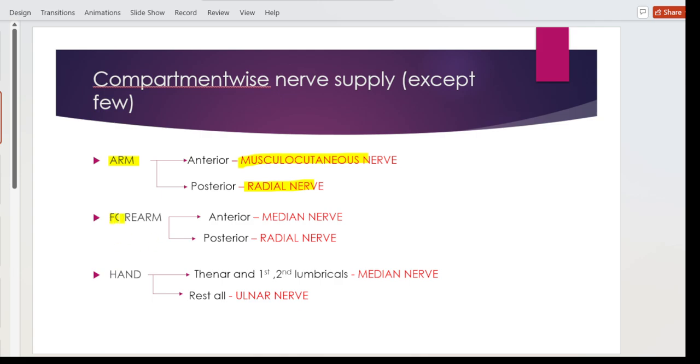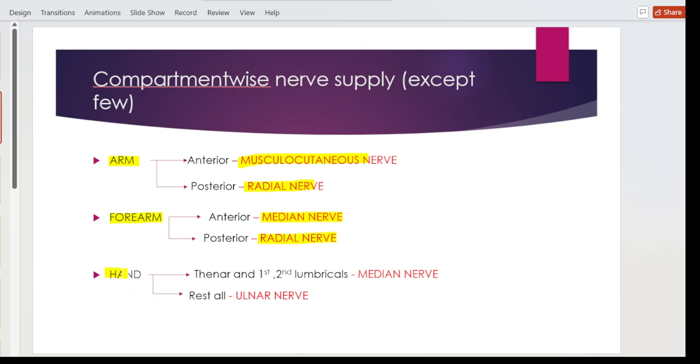Now, forearm. Forearm is the region from the elbow joint to the wrist joint. It also has two compartments. Anterior compartment muscles are supplied by the median nerve and the posterior compartment muscles are supplied by the radial nerve, which is same as that of the arm.